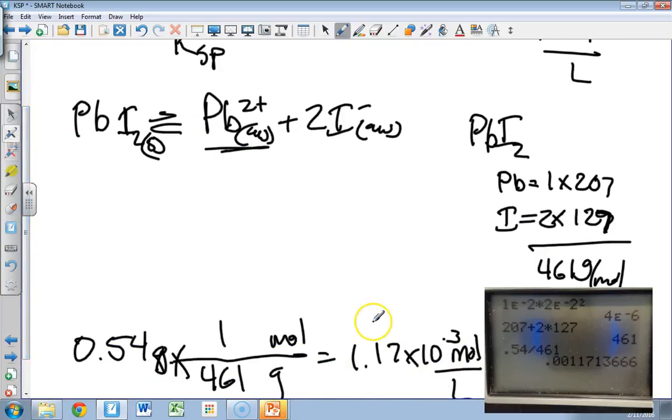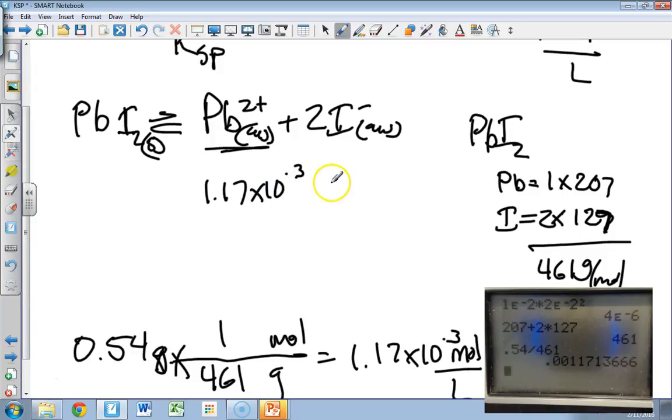So this is another way of giving us our molar solubility. So this is 1.17 times 10 to the minus 3.